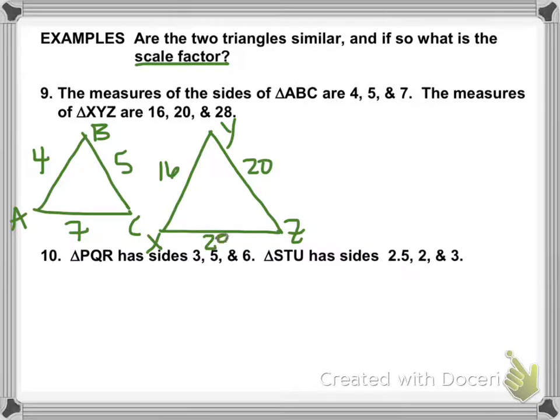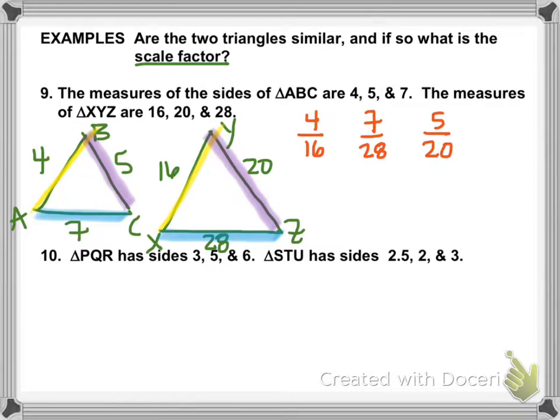Since we only know about side lengths, the only way we'll be able to prove if these triangles are similar is by SSS similarity. So let's first do that. Let's match up corresponding sides. You're going to match up the two small sides, which are the 4 and the 16. Make a ratio. The two long sides are the 7 and the 28, so set up another ratio. And then the two remaining sides, which are the middle sides, are the 5 and the 20, so set up your last ratio.